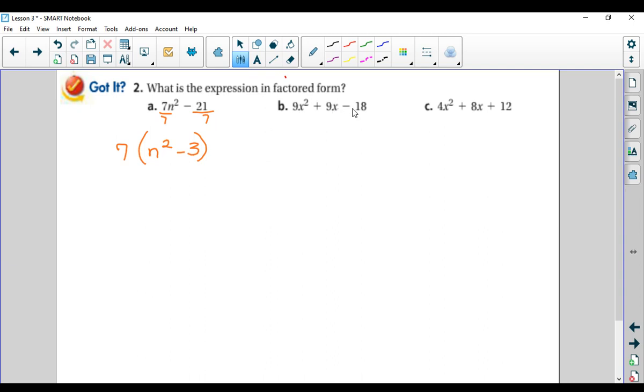Looking at 9, 9, and 18. The biggest number that goes into all those is 9. They don't all have x's, so we're not going to pull any x's out. And so we're going to divide each one of them by 9. So that leaves me x squared plus x minus 2.